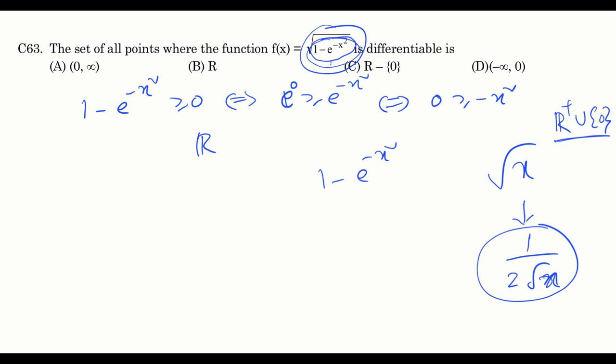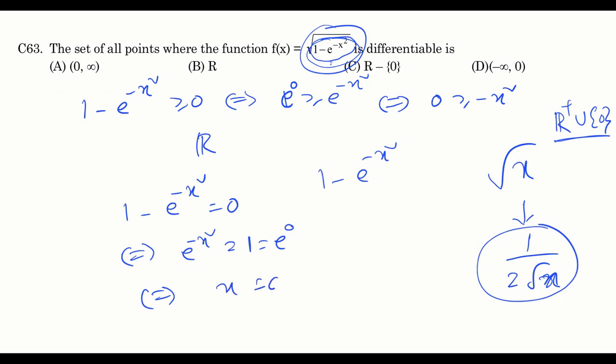So you can see that it is going to be 1 minus e power minus x square is equal to 0. Where is it equal to 0? That is what I am checking. Now this is if and only if e power minus x square is equal to 1, which is e power 0, that means minus x square is 0, that means x is equal to 0. Now it is easy to check that actually at x equal to 0 the function is not differentiable. You can simply apply the definition, first principles, to verify that the function is not differentiable at x equal to 0. Therefore the answer is nothing but option C.